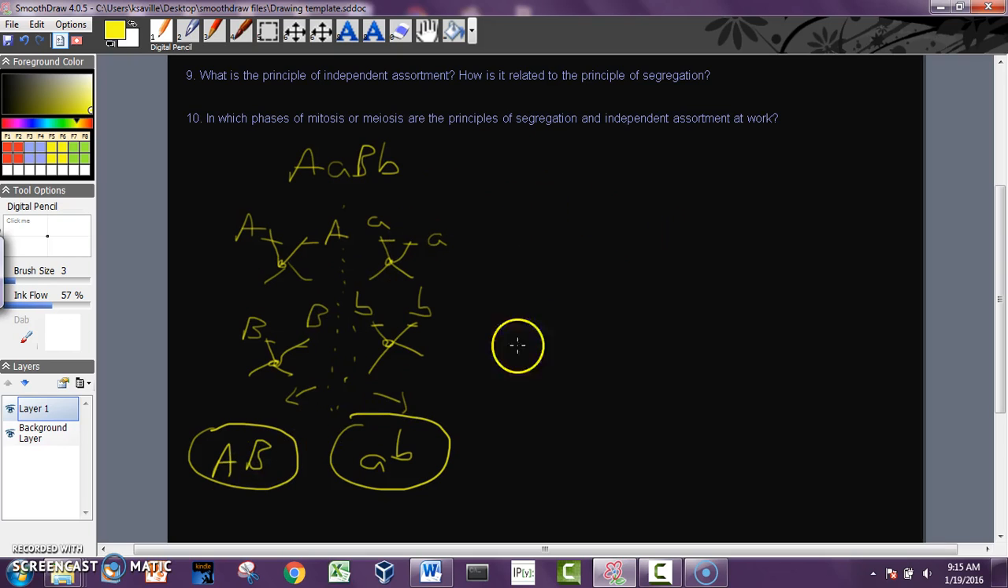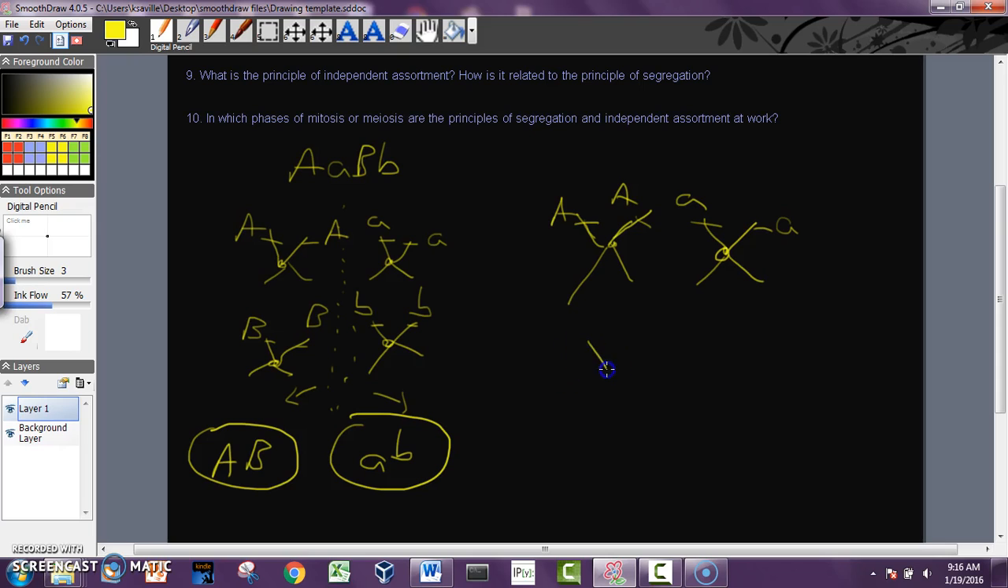But you can also line up in a different way. This is what independent assortment means. Make it a little bit longer so I can fit my A on there. So we're going to have big A and a big A. Centromere, sister chromatids, little a, little a. Big A and little a always line up in pairs. They always segregate away from each other into separate gametes.